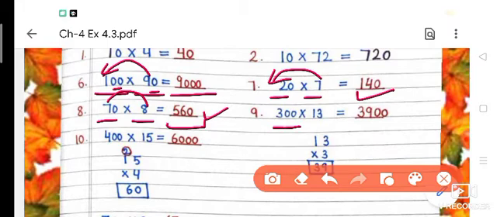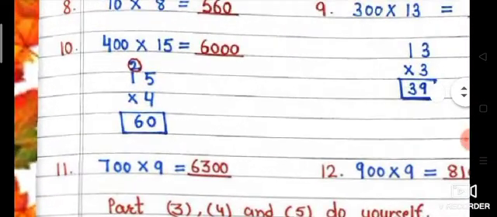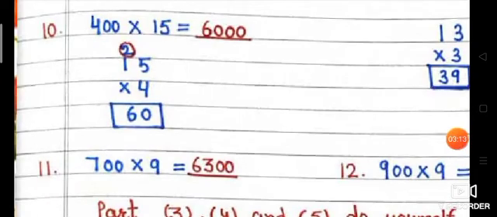Now we are multiplying by 300, so 300 13s. Firstly do 13 threes, so you should learn the 13 table. 13 ones are 13, 13 twos are 26, 13 threes are 39. So 39, and the number of zeros is 2, so after 39 there are 2 zeros, so it will be 3900. Clear? Come to the next one.